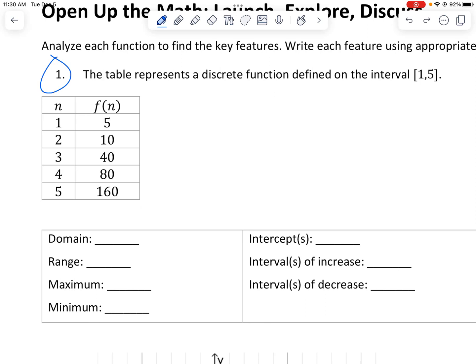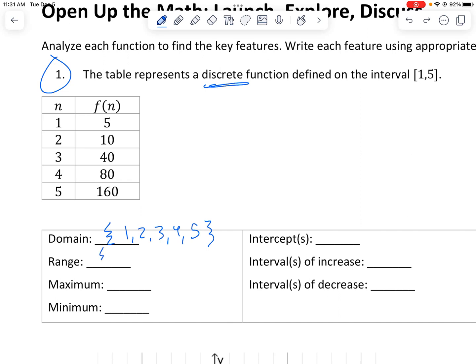So when I list my domain, that's going to be these values. And what makes this answer a little bit different than normal, instead of just writing 1 to 5 like that, is this one is discrete. And so when you use an interval like this, it includes all the in-between values as well. This one does not include in-between values, so I'm going to just be writing out each number individually: 1, 2, 3, 4, 5. And I'm going to put a little bit different brackets on it. Instead of just the parentheses or the square brackets, I'm going to use these squiggle brackets, and that lets you know it's just those individual numbers, not the ones in between.